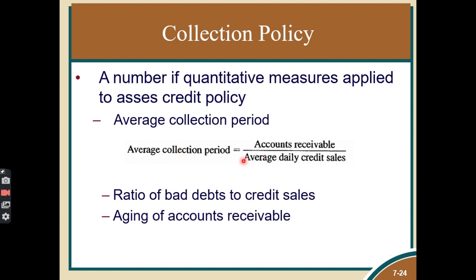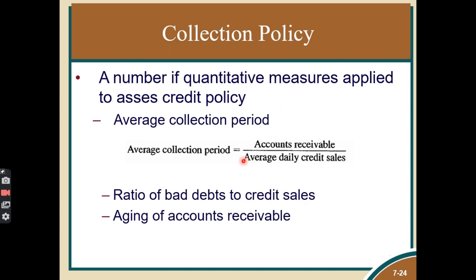Actually, you learned this already in the initial part of our discussion. Average collection period is accounts receivable divided by the average daily credit sales. Basically, this will give us an idea of the average number of days before we can collect. And the goal here is to make the average collection period shorter.